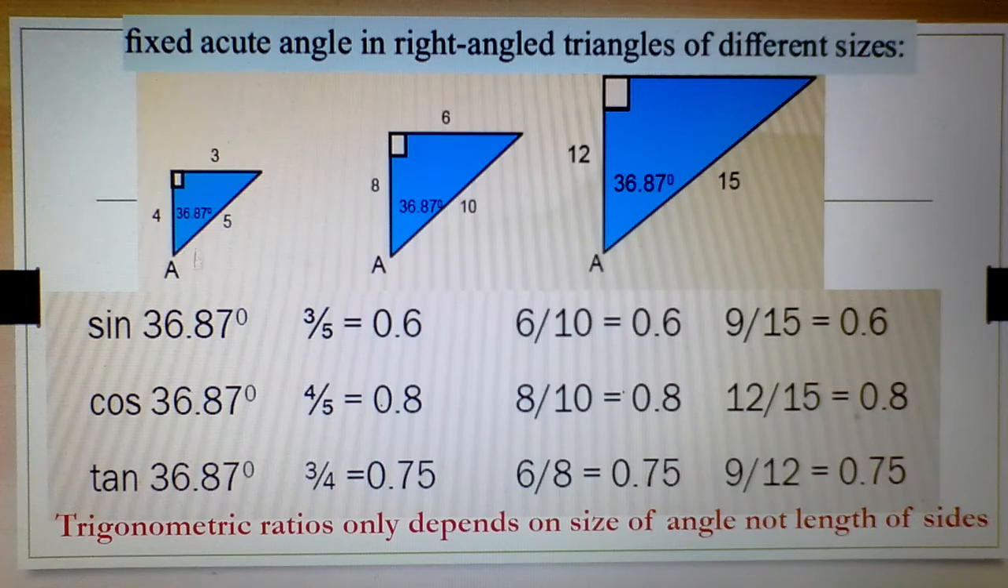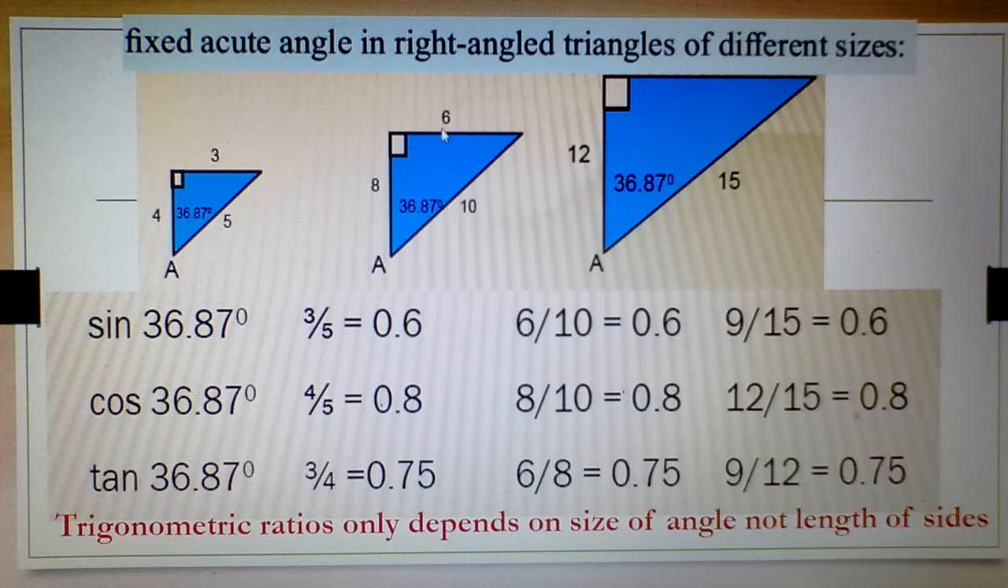Okay, now let's look at this situation. What happened if we use the same angle, but we increase the size of the triangle? Okay, the fixed acute angle, angle-nya tidak berubah, hanya lukis lebih besar. Contohnya side ini, ini 4, sekarang you increase jadi 8. When you increase to 8, meaning the other side also will increase.